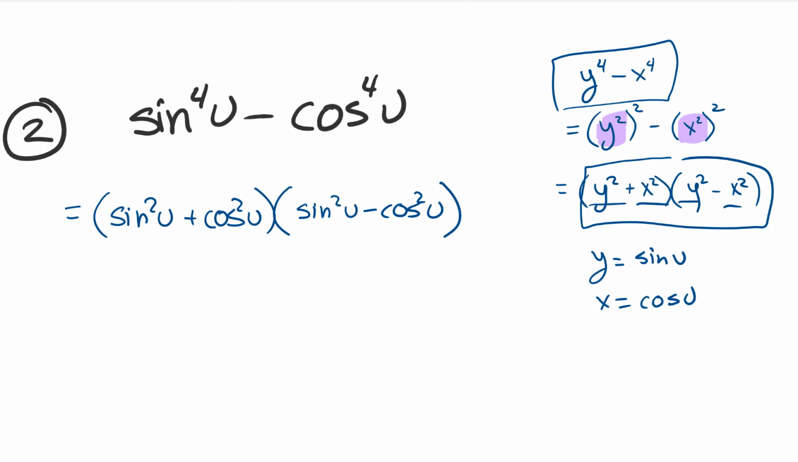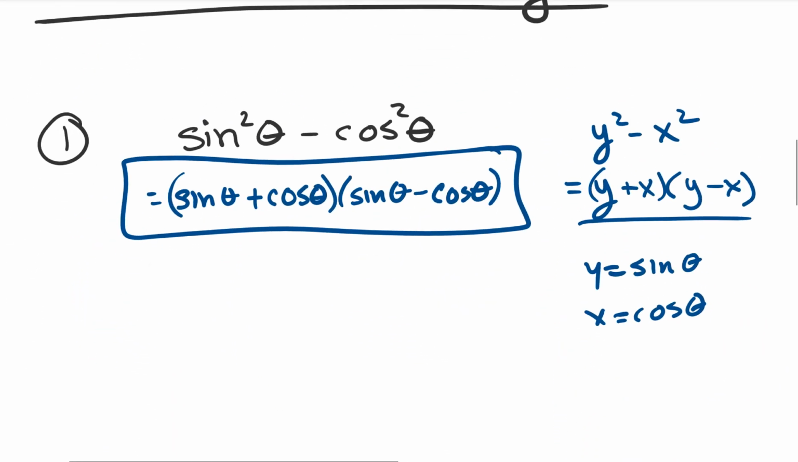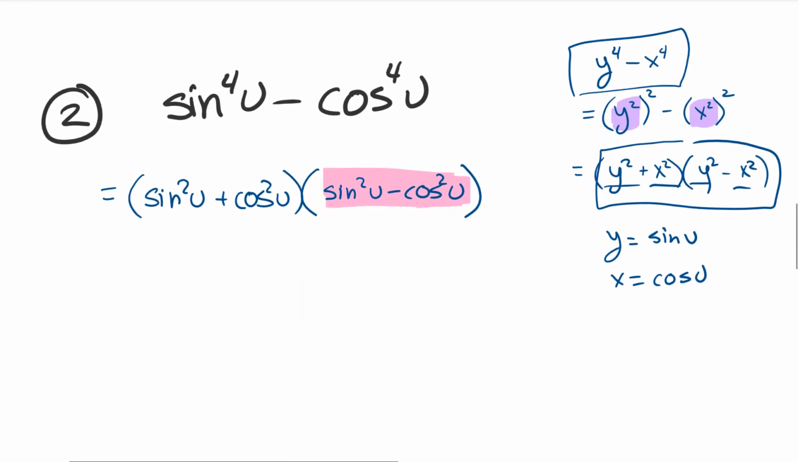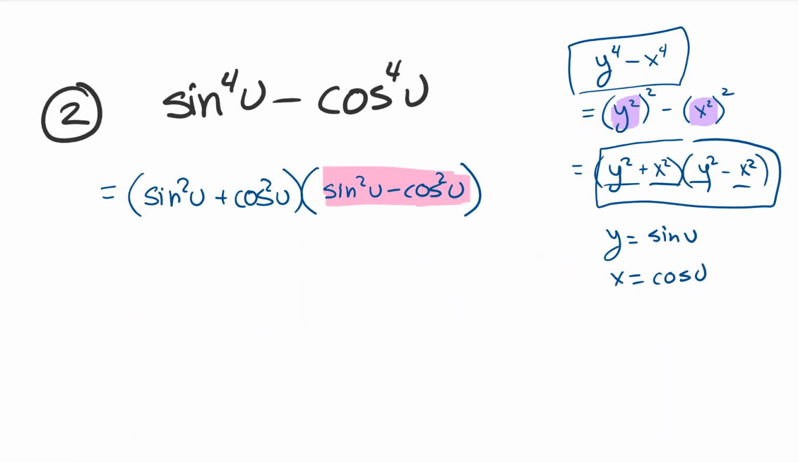Cool, we factored, but we're not done. We can keep factoring. That's the same problem as what we started off with. Look right back up here: sine squared of theta minus cosine squared of theta. The only difference is I'm writing u instead of theta. We just solved that problem.